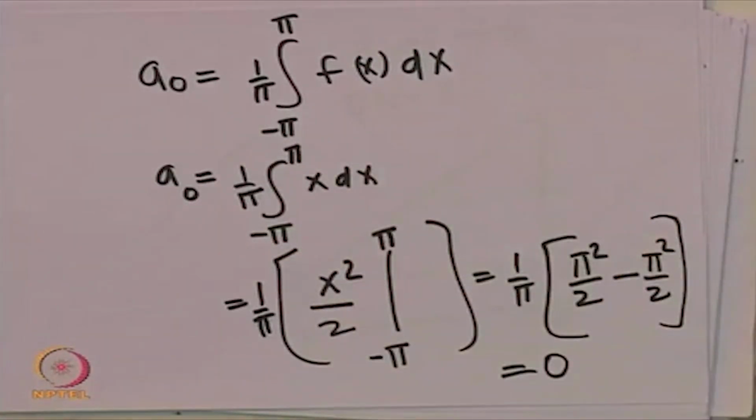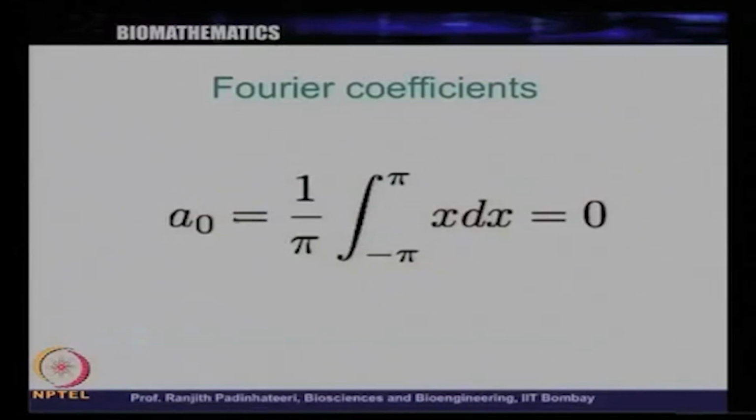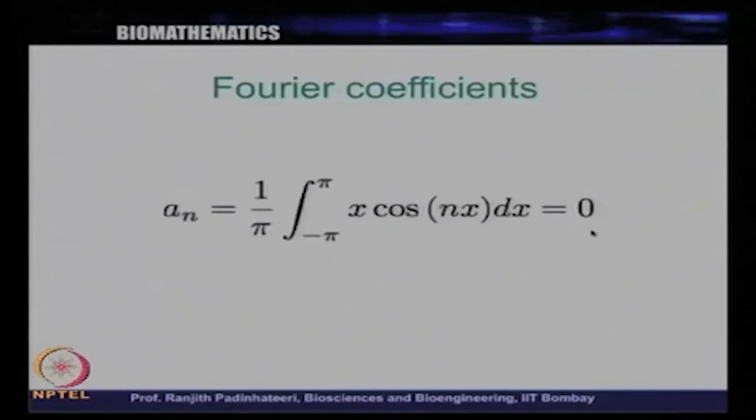So, this is what I have written here. A 0 is one of the first Fourier coefficients, which is 1 over pi integral minus pi to plus pi x dx, and this turns out to be 0. Now, what is the next one, which is a n? A n is 1 over pi integral minus pi to plus pi x cos n x dx. This also turns out to be 0, but let us see why this is 0. Let us have a look at it.